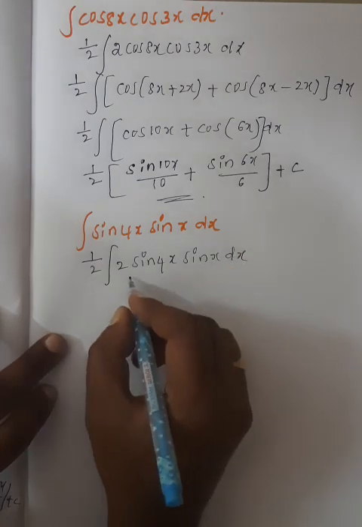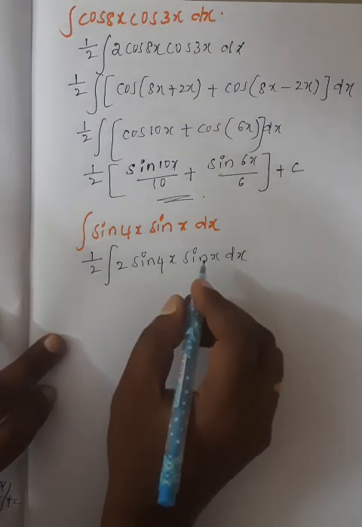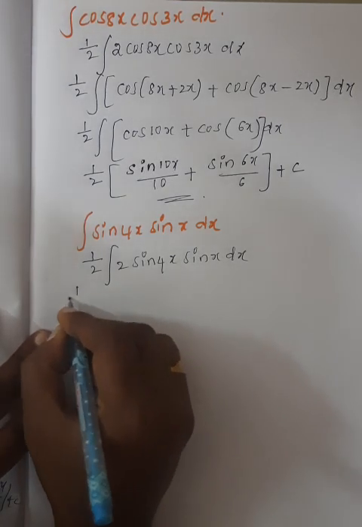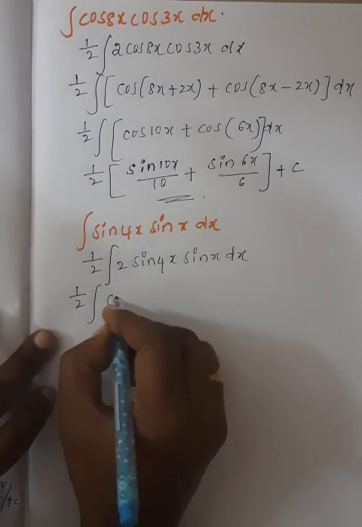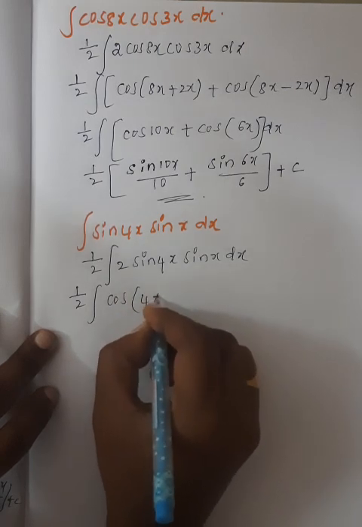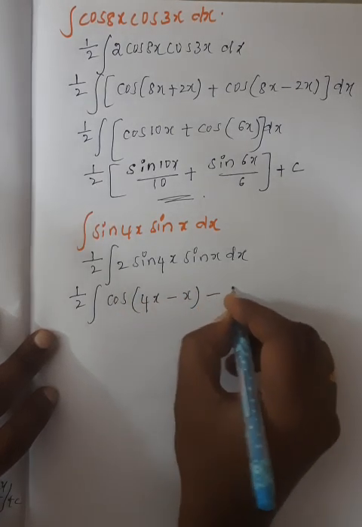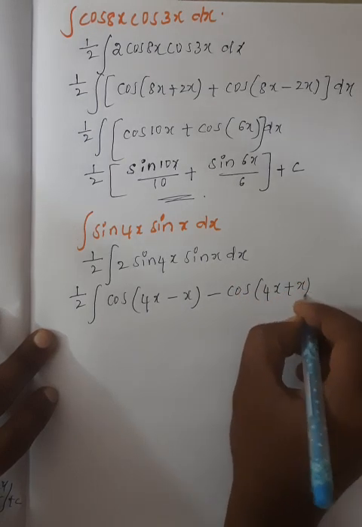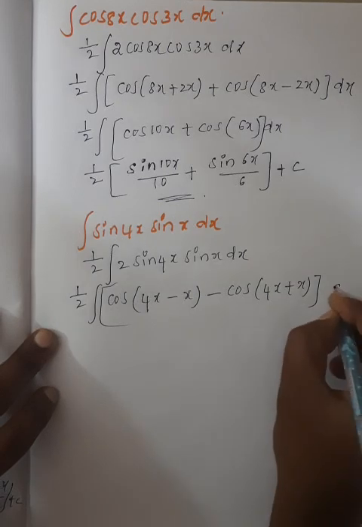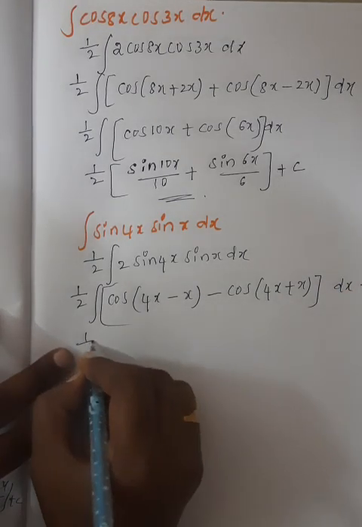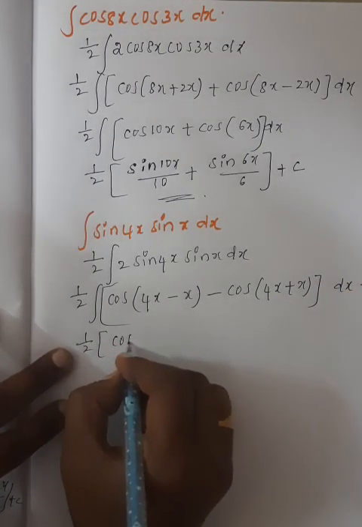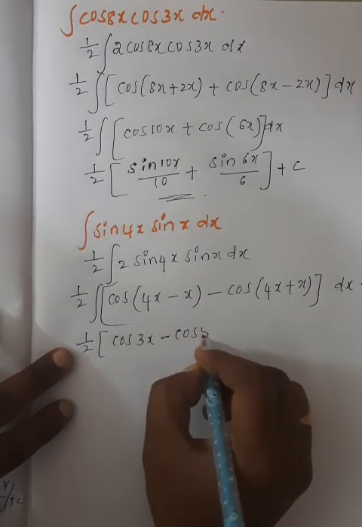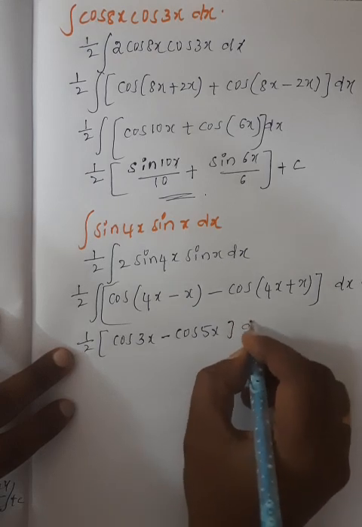Now it is of the form 2 sin A sin B, which is equal to cos of A minus B minus cos of A plus B. So integration of cos of A minus B is 4x minus x, minus cos of A plus B is 4x plus x into dx. Now here 1 by 2 into cos of 4x minus x is 3x, cos of 4x plus x is 5x dx.